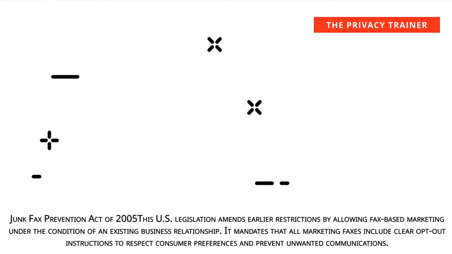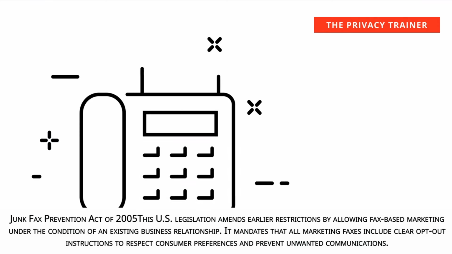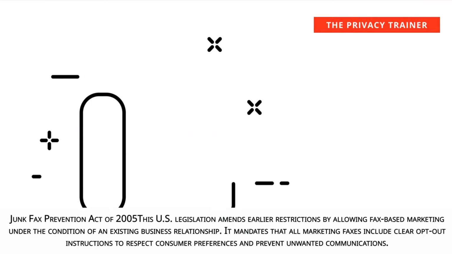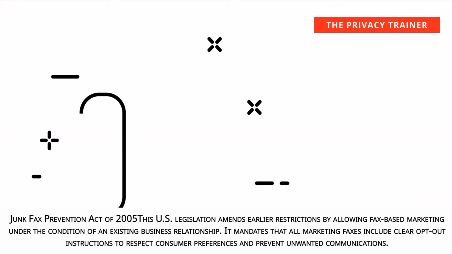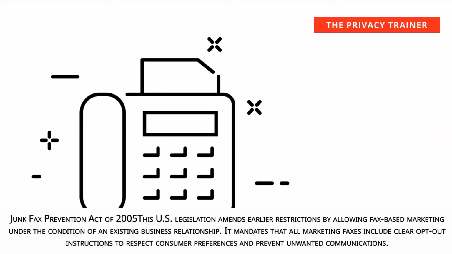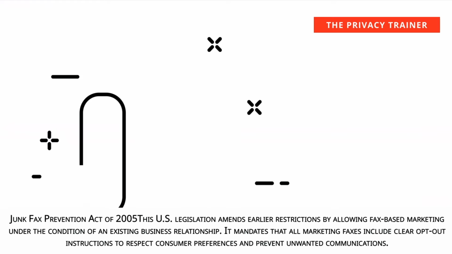Junk Fax Prevention Act of 2005. This U.S. legislation amends earlier restrictions by allowing fax-based marketing under the condition of an existing business relationship. It mandates that all marketing faxes include clear opt-out instructions to respect consumer preferences and prevent unwanted communications.